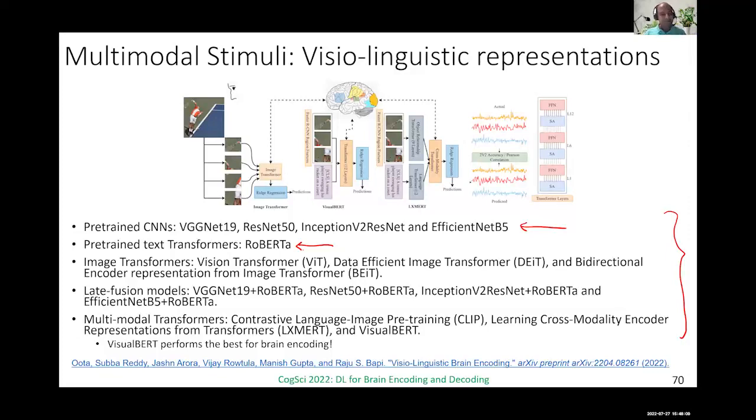That would be really nice to have. Yeah, and then people learning representations over them and trying to see how much of the brain responses can be reconstructed.